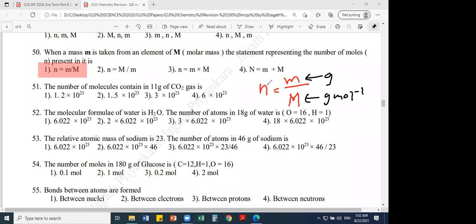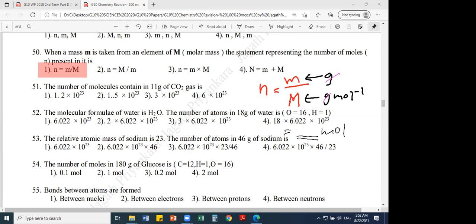Remember, you should get the final answer in moles. So when grams get cancelled, you get the final answer in moles. Gram gets cancelled, then you get mole become per mole, so you get the correct unit for this equation. Otherwise the expression is wrong. If the expression is correct, you should get the correct unit at the end.